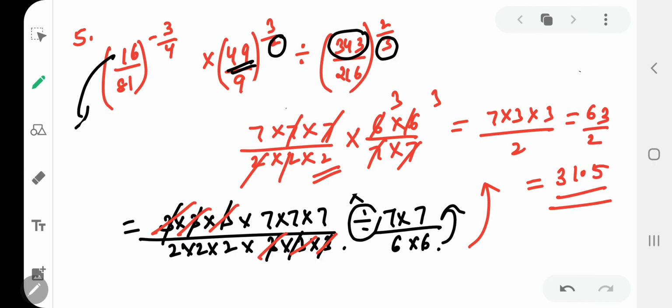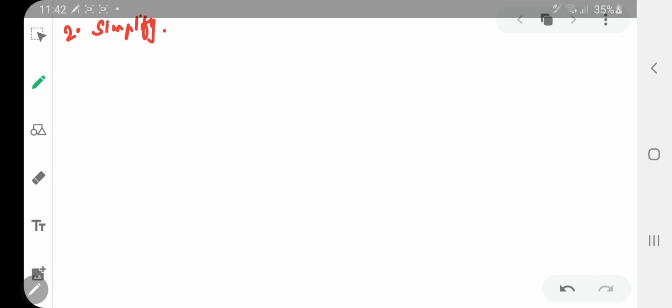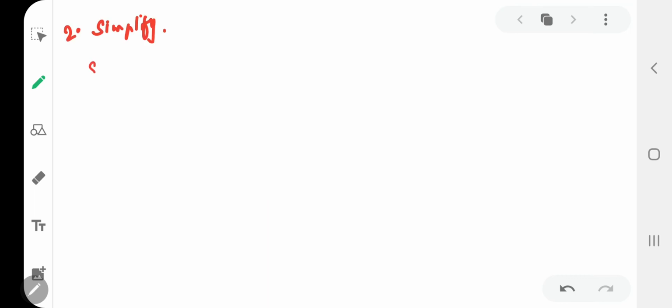Next, I'll jump on to problem number 2, simplify. You have 8x cube divided by 125y cube, and here we have 2 upon 3.